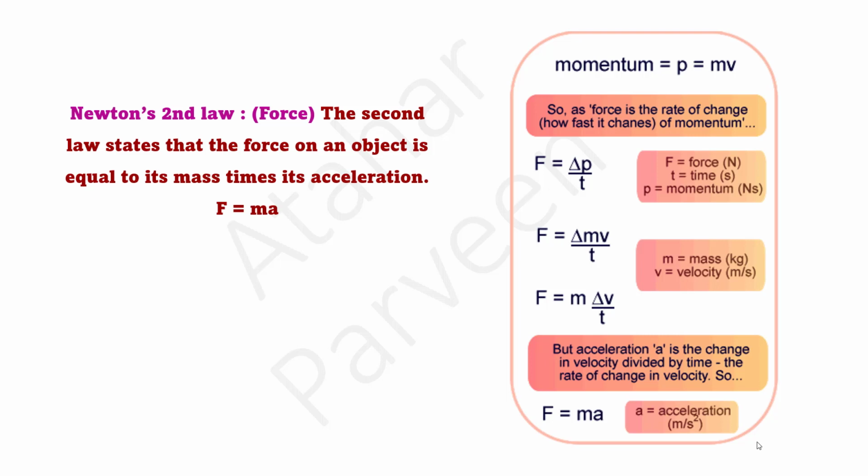Okay, basically momentum P is equal to m into v. You have to remember this formula. With this formula only, we can derive Newton's second law in another way. We can derive it ultimately to F is equal to delta P upon T, means the force is equal to rate of change of momentum. This is also Newton's second law only.